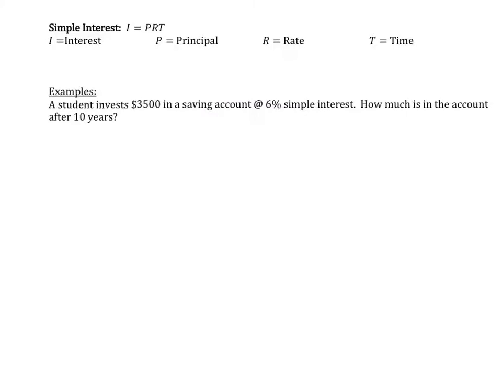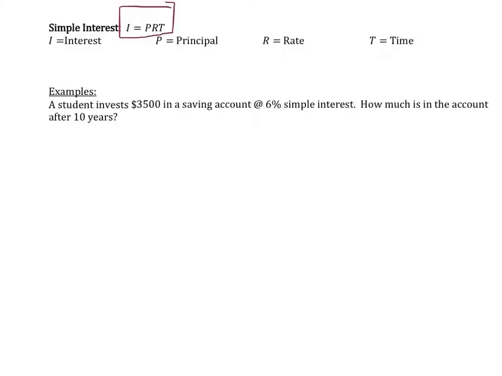What we're going to talk about now is simple interest. With simple interest, we use this formula: I equals P times R times T. Basically how simple interest works is you put some money in an account or a fund or a bond, and they'll tell you what type of interest you're going to get. We're going to assume that we're always talking about simple interest in this course.